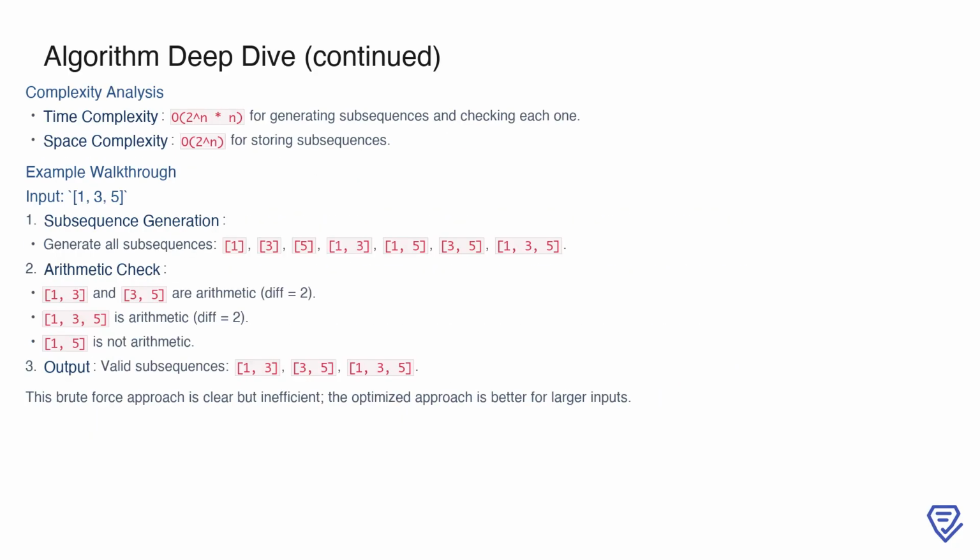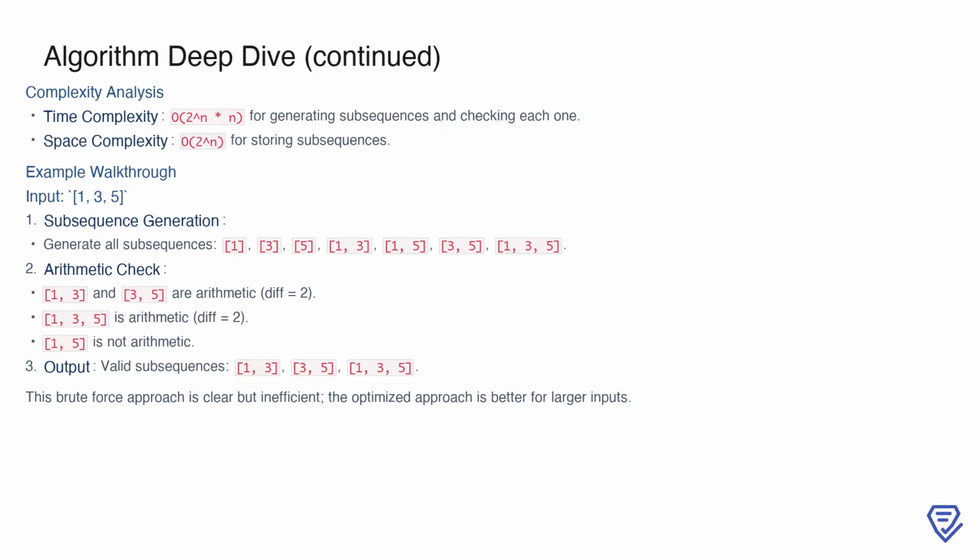The brute force method has a time complexity of 2^n * n, because generating subsequences and checking each one for an arithmetic pattern are both computationally expensive steps. The space complexity is also 2^n, due to the storage required for the subsequences.